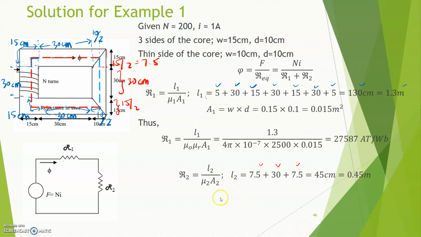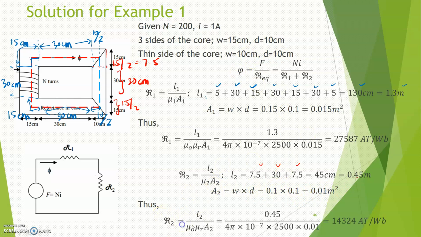Right, and then after that you just calculate the value of cross-sectional area for core number 2. The width is 0.1 meter, multiplied with D, which is 0.1 meter, equal to 0.01 meter squared. Okay, so here 10 cm, 10 cm, we convert into meter first. So finally, the reluctance for core number 2 will be equal to, you just substitute the value of the number that you get above into the formula. Then finally you can get the reluctance of core number 2 is equal to 14K 324 ampere turn per Weber.